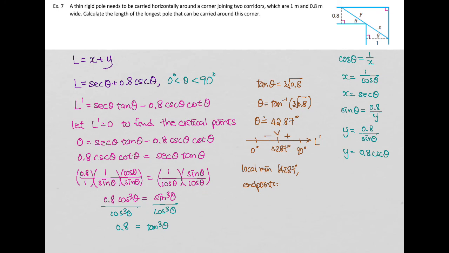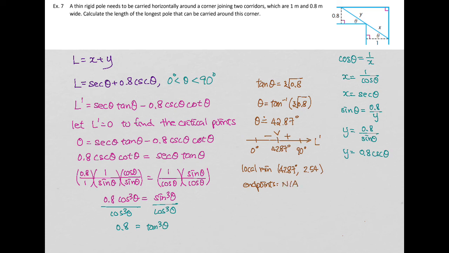Now we know there is a local minimum at 42.87 degrees. So we substitute back into the length equation. We will see the length will be 2.54. And we have to verify with our endpoints. But since there's no equal sign on the inequality, the endpoints are not applicable.